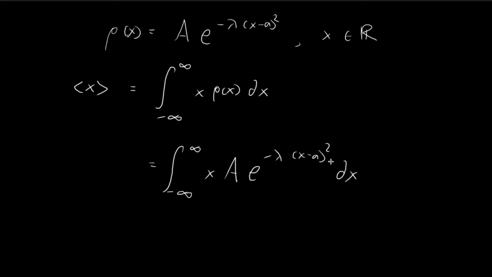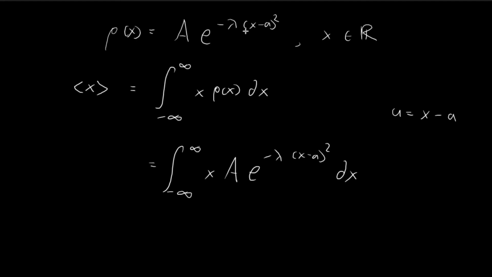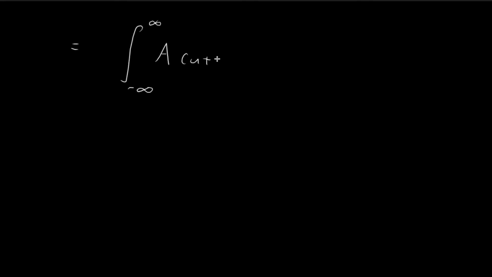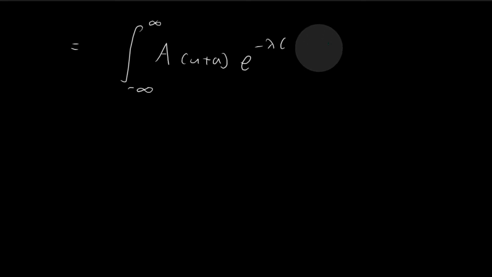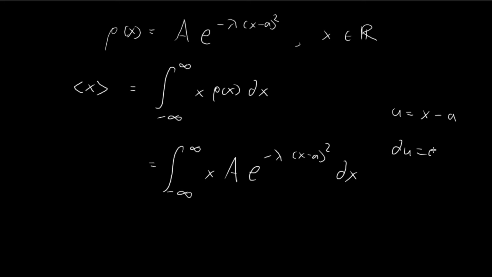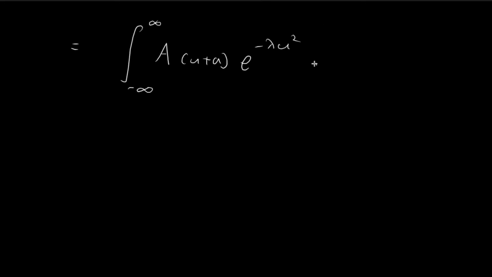And then what I'm going to do now is something similar to what I did before. I'm going to apply the substitution u equals x minus a. If you remember from the last video, applying this substitution doesn't change the bounds, so we have negative to positive infinity, and then we have capital A, and for x this just becomes u plus a, so we have u plus small a, and then here we have e to the power of negative lambda times (x minus a) squared, and x minus a is just u, so this just becomes u squared. And then for this substitution, du is equal to dx, so I can just substitute dx with du.